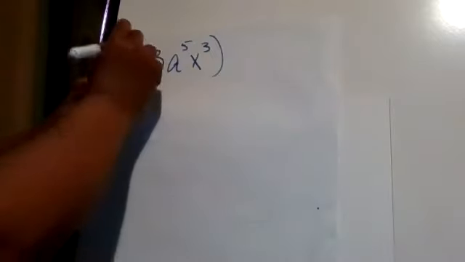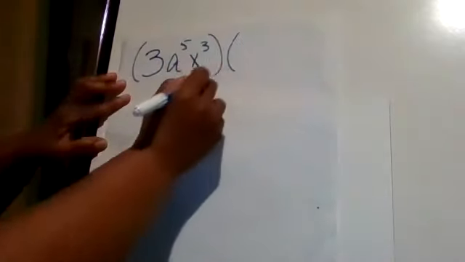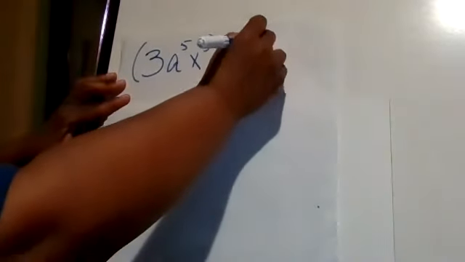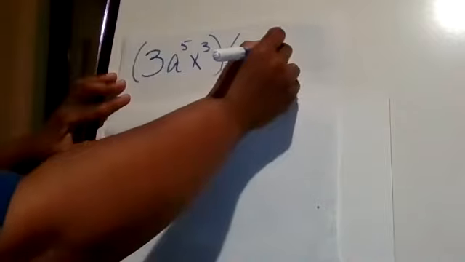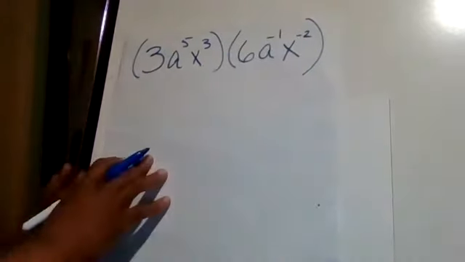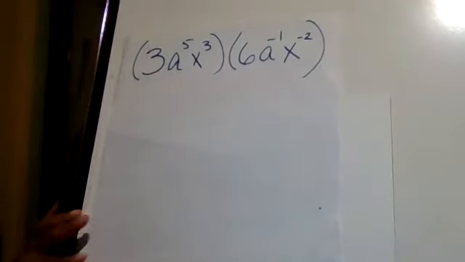Now sometimes your exponents could be negative. So if I have 3a to the 5th, x to the 3rd, and I want to multiply that by 6, a to the negative 1, x to the negative 2. There's more than one way I can do this problem.